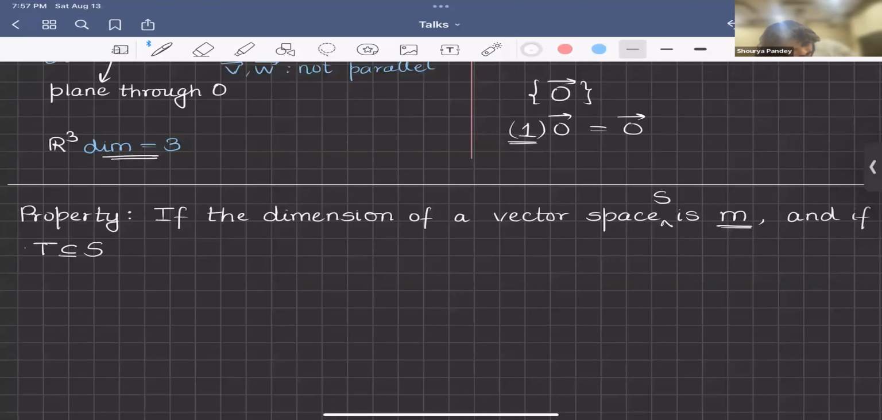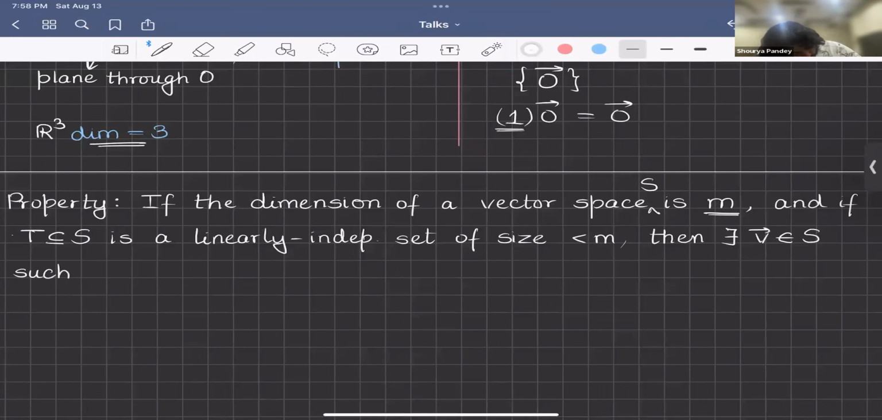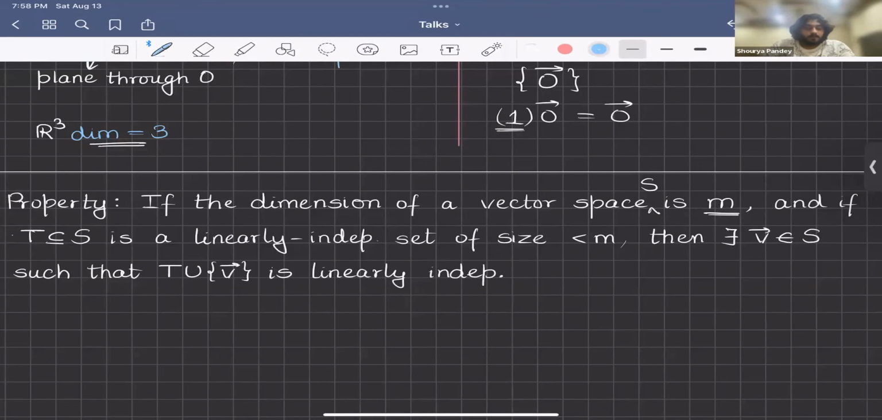T, a subset of S, is a linearly independent set of size less than M, then there exists a vector B in S such that T union B is linearly independent. What this means is this.